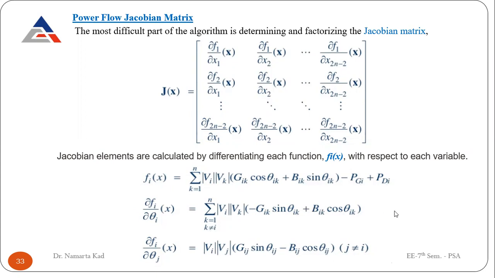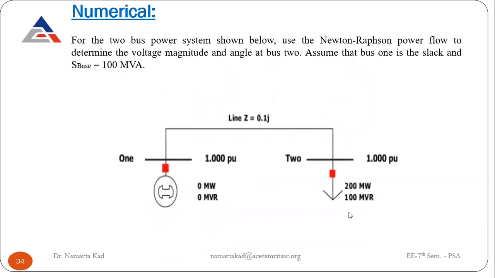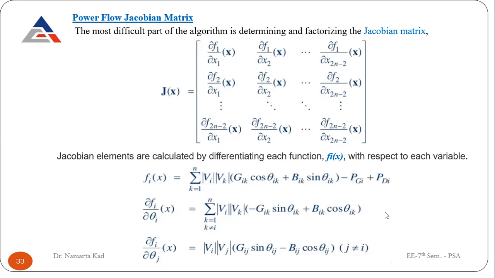These are the constant terms, not differentiated with theta, so they are 0, and these remain the same. Similarly, when differentiating with respect to theta j, it comes out to be theta_ij. So this is all about the mathematical formulation for the Newton-Raphson method, and the rest of the steps are the same.